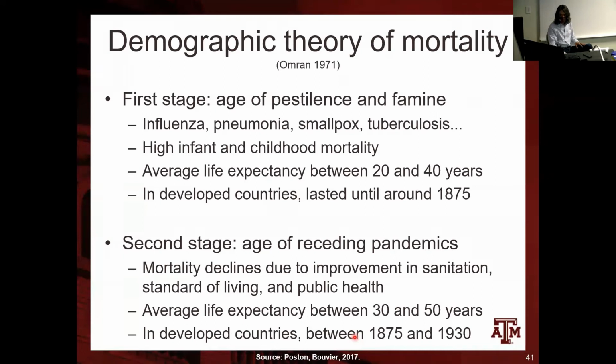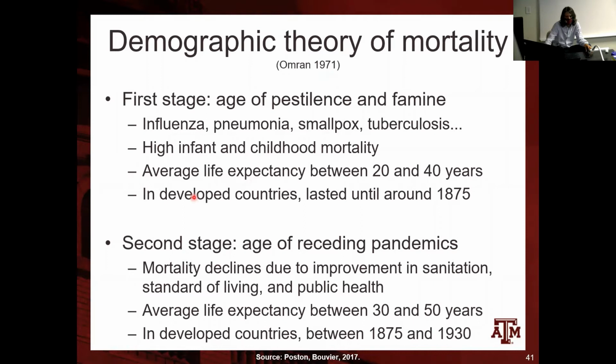And going a little further on mortality. Omran, back in 1971, proposed this epidemiological transition theory, or the demographic theory of mortality, in which he also broke it down by stages. The first stage is what he calls the age of pestilence and famine. The reasons of people dying are usually influenza, pneumonia, smallpox, tuberculosis. There is high infant and childhood mortality, as I mentioned before. Imagine, life expectancy at birth, or the average life expectancy, was only between 20 and 40 years of age.